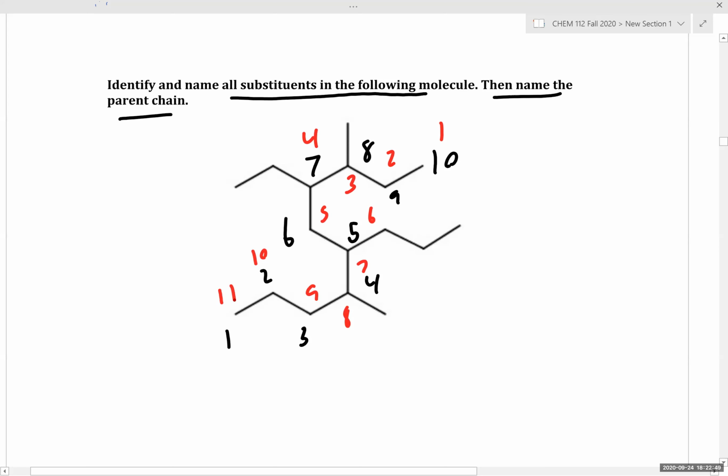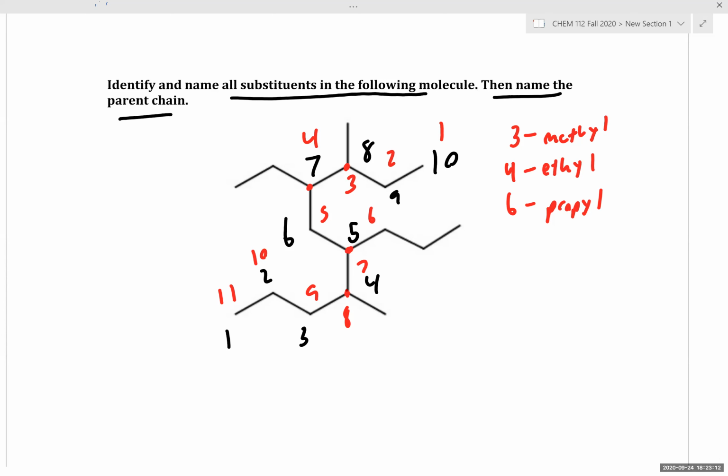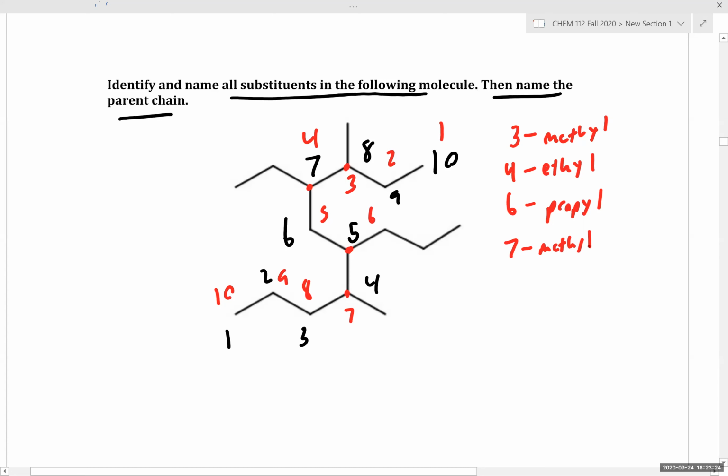So let's write out my locants. In red, I have a methyl at my 3 position. I have an ethyl at my 4 position. At 6, I have a propyl. Whoops, this should only have 10. 7, 8, 9, 10. At 7, I have another methyl, and that's it.